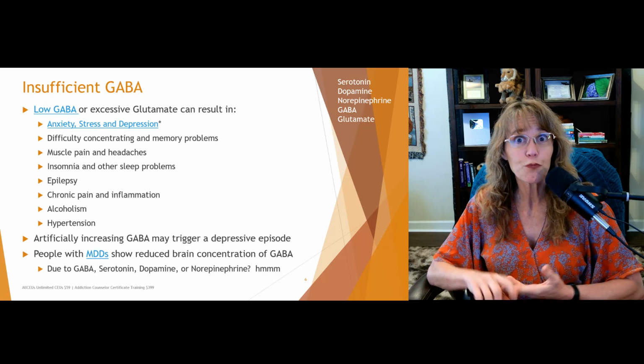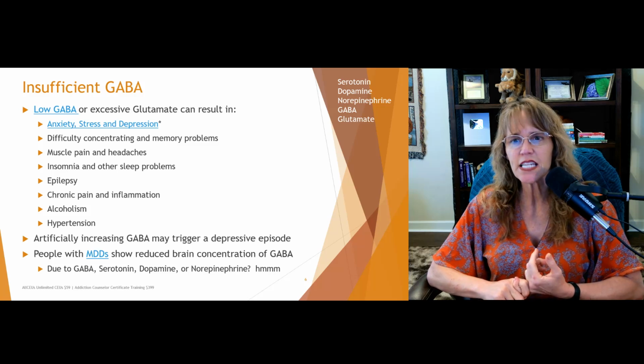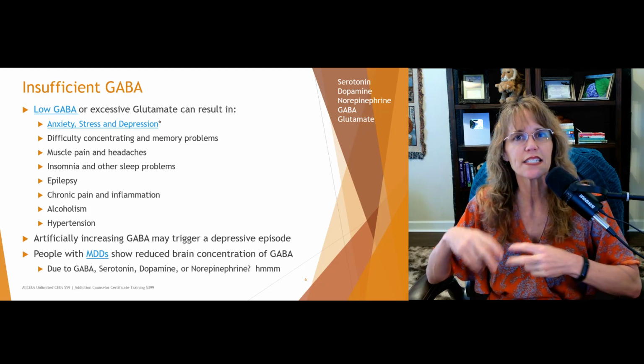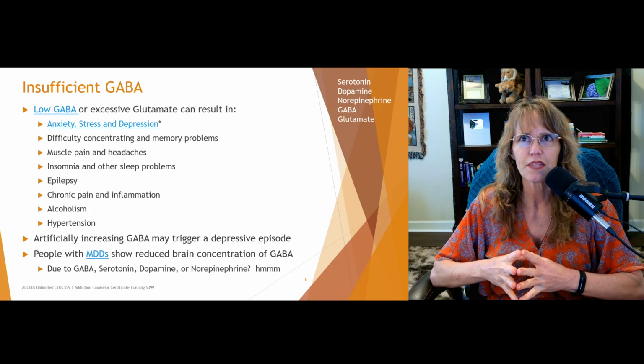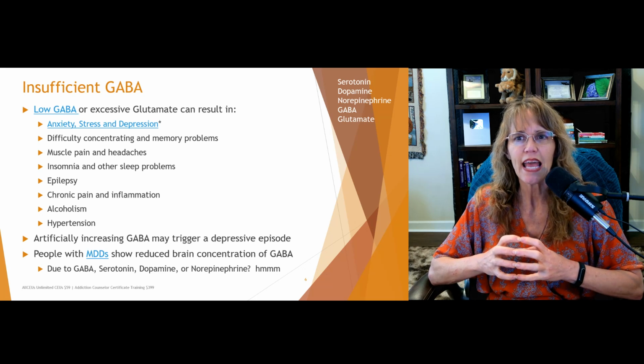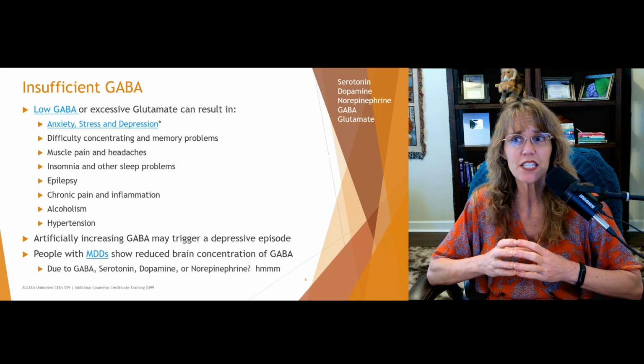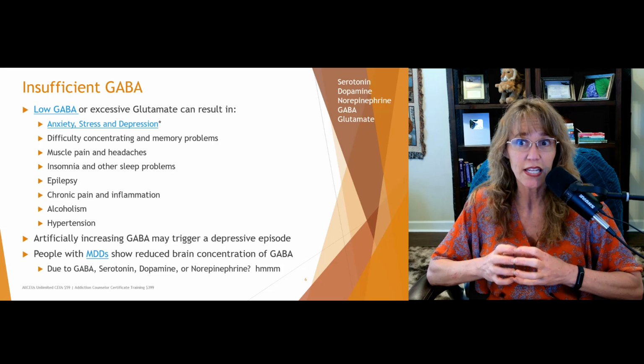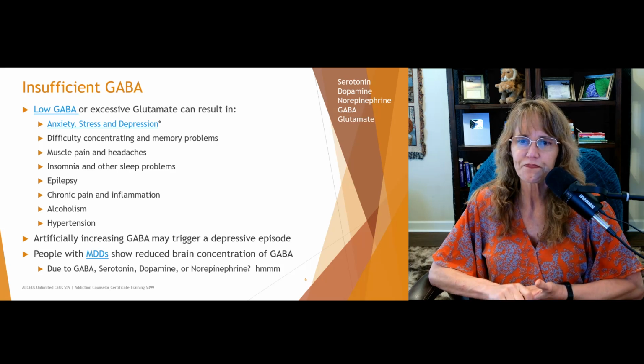Interestingly, epilepsy was brought up. Obviously, that's not something that you create. That is a genetic issue, but it is associated. Epilepsy is associated with a dysfunction in the GABA glutamate system.